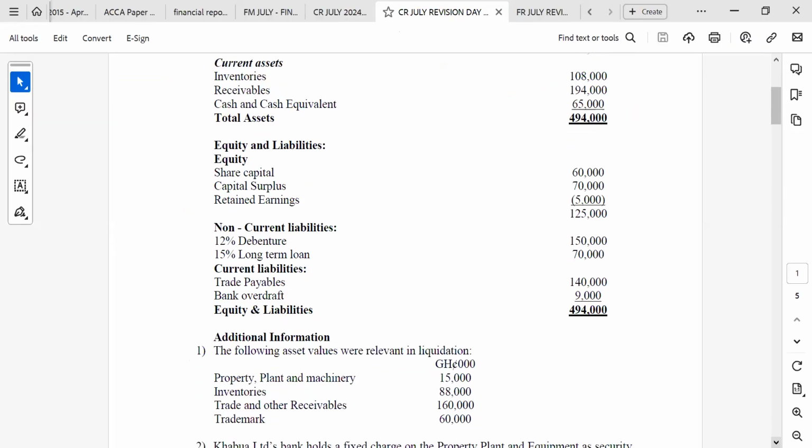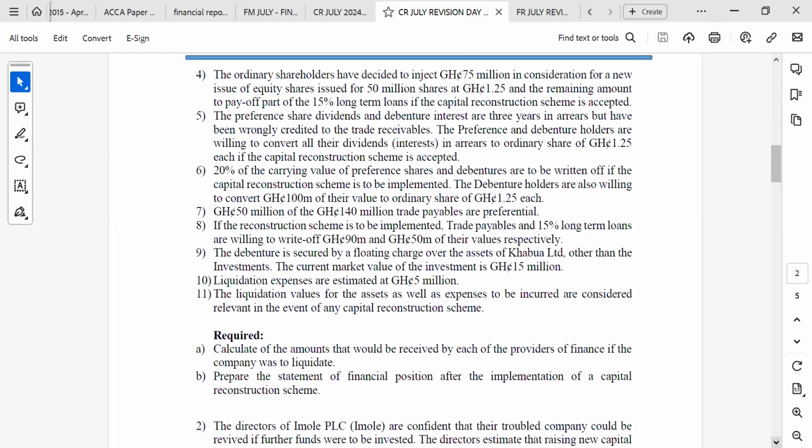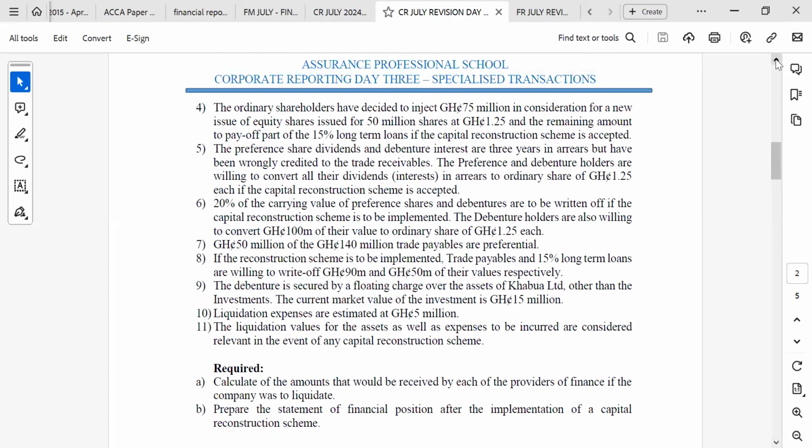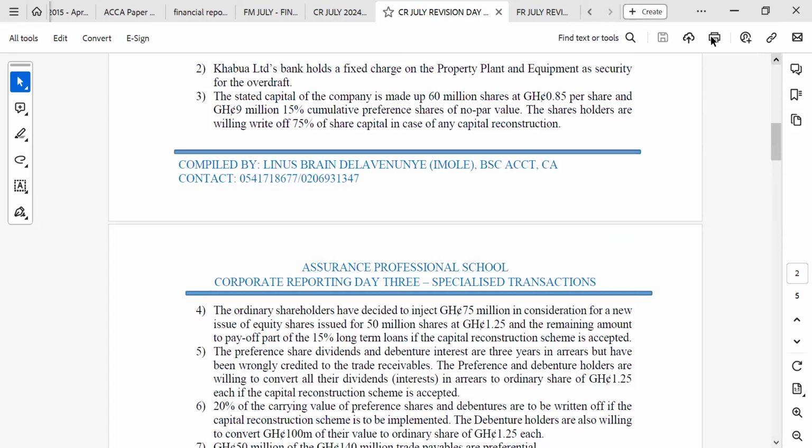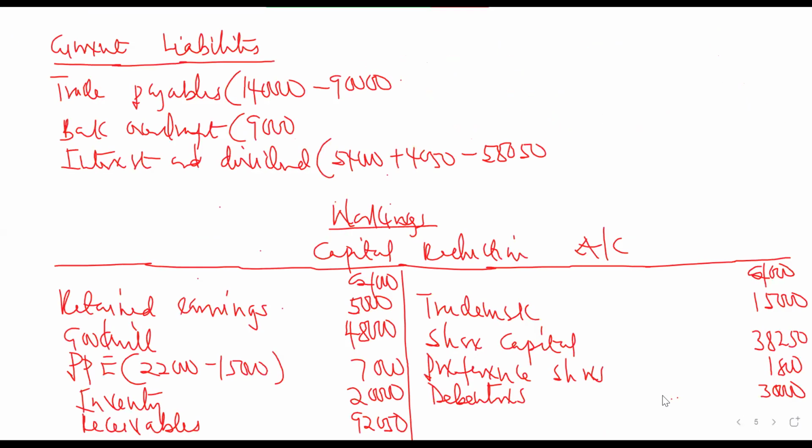I'm not sure. So we have the liquidation values. The liquidation expense is for only if we want to liquidate. If you are reconstructing, the expense should be a reconstruction expense. There's no reconstruction expense. The liquidation values for the asset as well as expenses to be incurred are considered relevant in the event of any capital reconstruction scheme. Okay, so there's no expense relating to this. Can we now put our capital reduction account together and look for any difference there?